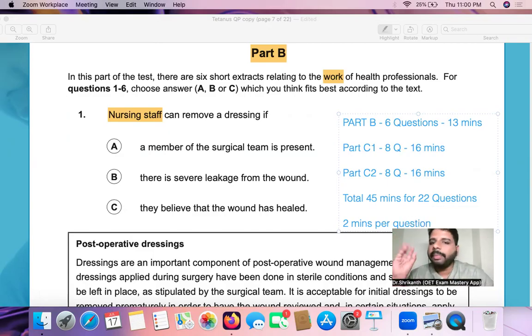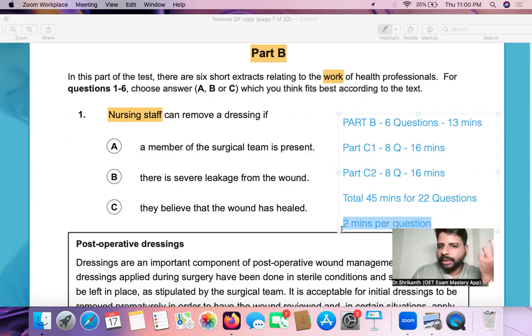This is very, very important. So you get 45 minutes, 22 questions. Everything is multiple choice questions. If you want, you can do part B first, or if you want, you can do part C first. That is completely up to you. But please remember that you do not spend more than 2 minutes per question.